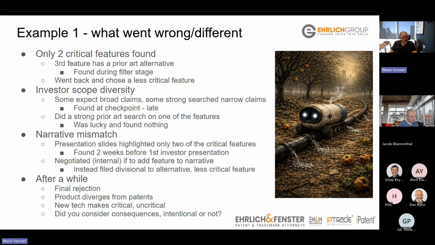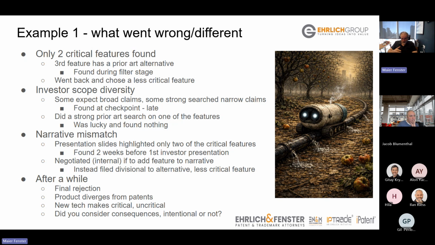You won't believe what happened 2 weeks before the first investor presentation. You finally got a look at the presentation slides, and they only showed 2 of the critical features. So what are you going to do? You try to convince the presenting people to modify the presentation to add the feature, your third feature. They didn't agree. So instead, you filed a divisional application, more cost, of course, on a different feature which isn't in the presentation, but is less critical.